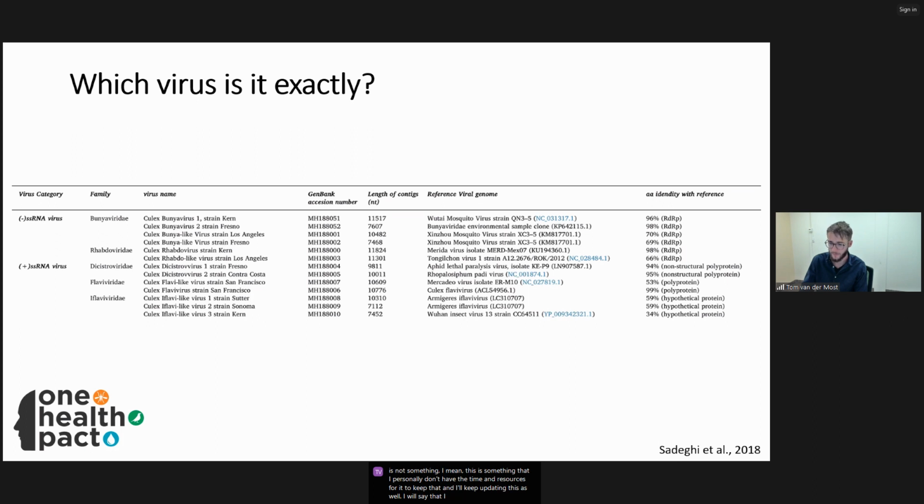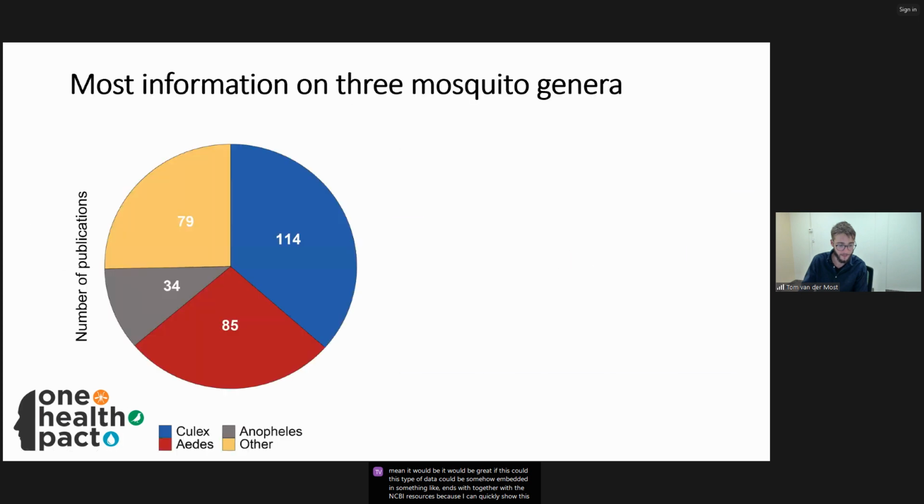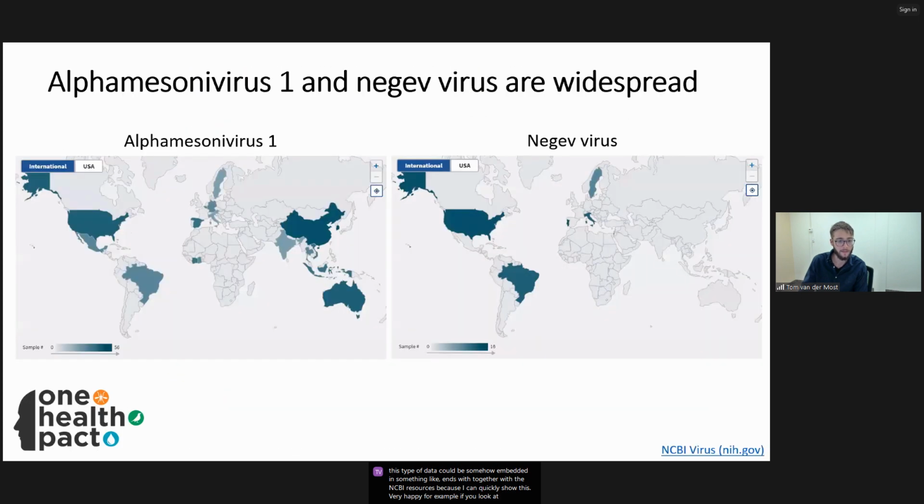I will say, though, maybe in the future it would be great if these types of data could be embedded together with the NCBI resources, because I can quickly show this. I was very happy, for example, with NCBI Virus, where you can quickly put in a virus and see where it has been found. These things we could also do with our database, and it would be extremely nice. But combining all that information inside a resource center that has the money and time to keep curating and keep these things up to date would be ideal. But I think we are not going to do it as of now, at least.